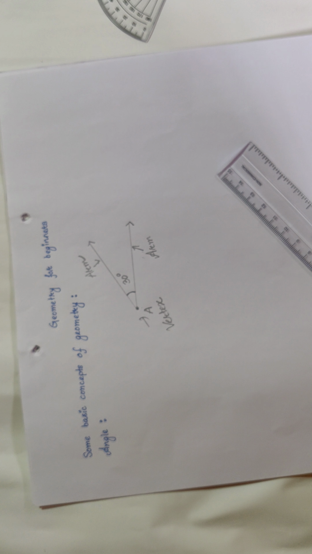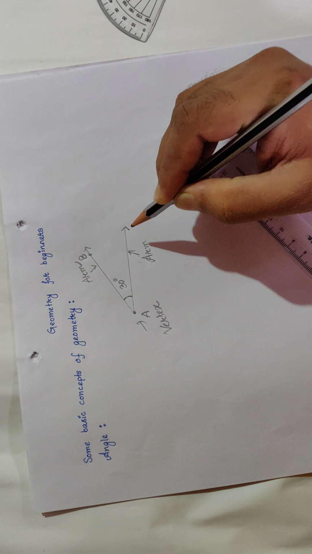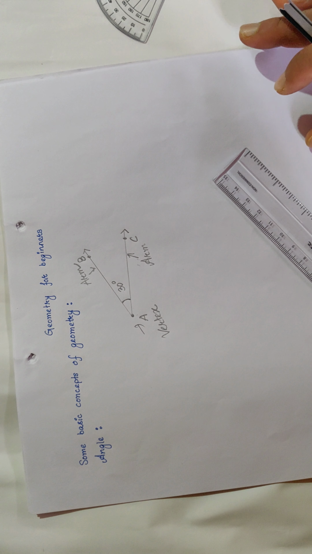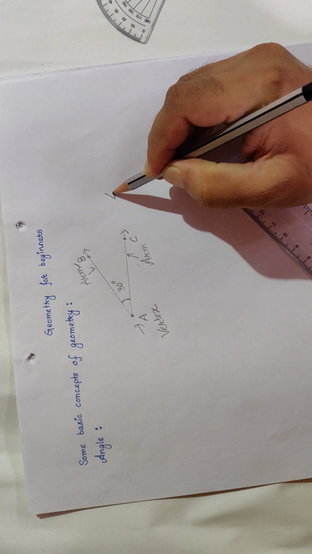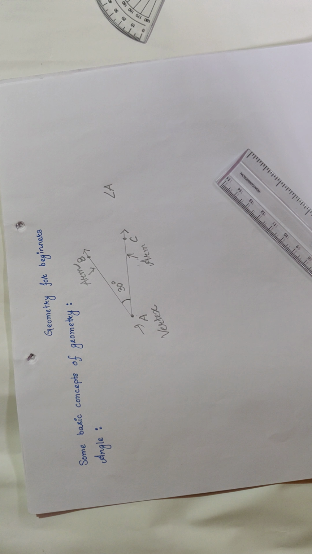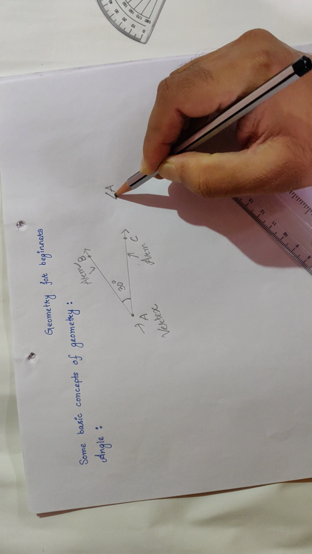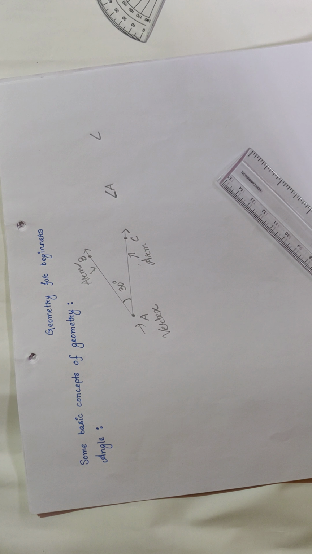Now how can we give a name to the angle? Suppose let us take here a point on the ray, it is B, and another point here, it is C. So how can we give the name to this angle? Generally we can write here as angle A. The name of this angle can be given as angle A. This is the symbol to represent the angle. You see here this and this straight.